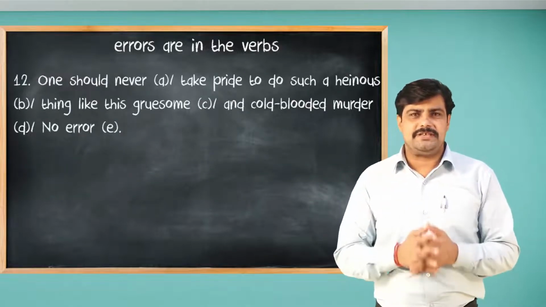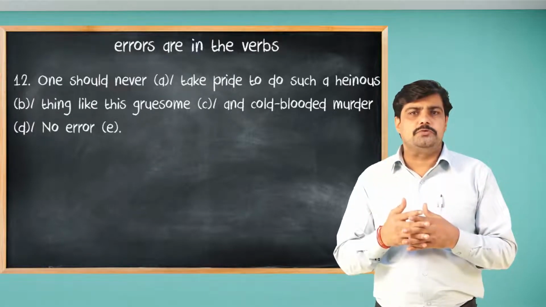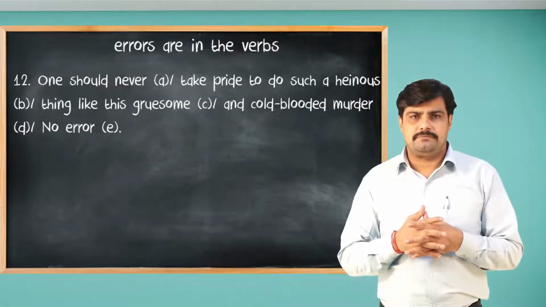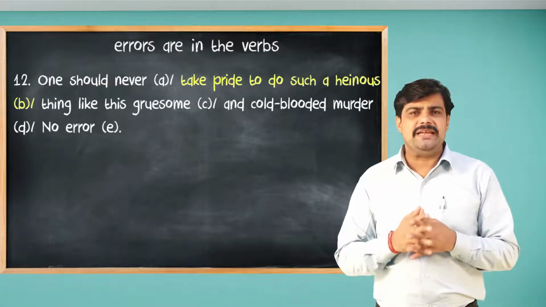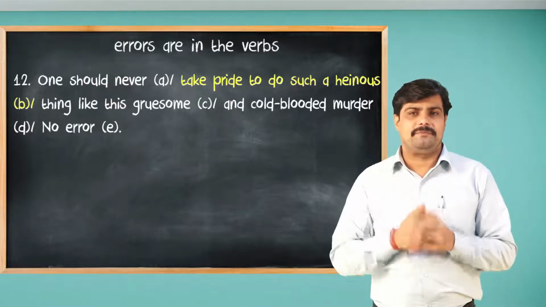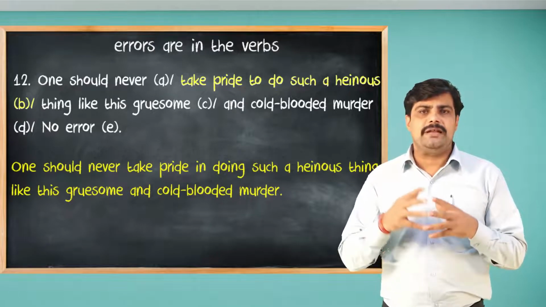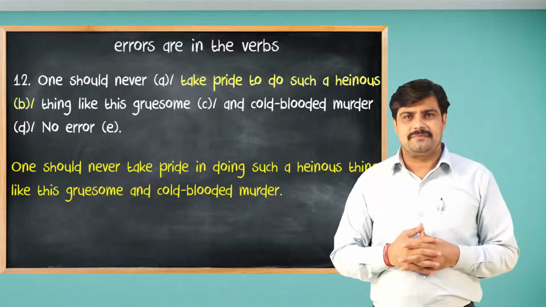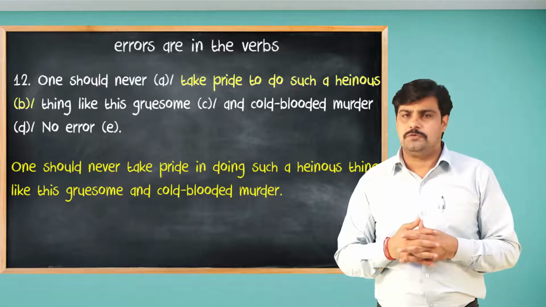Now let's take another sentence on the screen, that is, one should never take pride to do such a heinous thing like this gruesome and cold-blooded murder. Now in the sentence, part B is wrong because the verb pride takes the preposition in and a gerund after it. Now say the sentence, one should never take pride in doing such a heinous thing like this. Now the sentence would have in doing in place of to do.